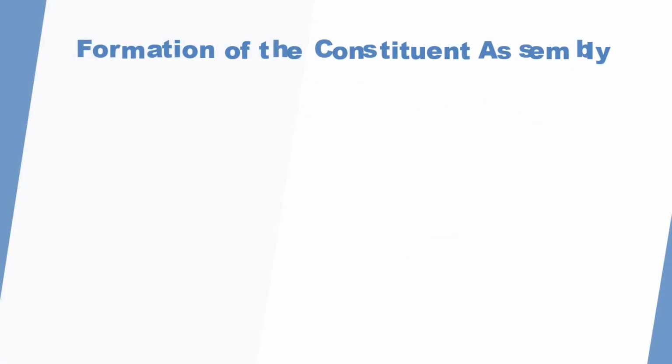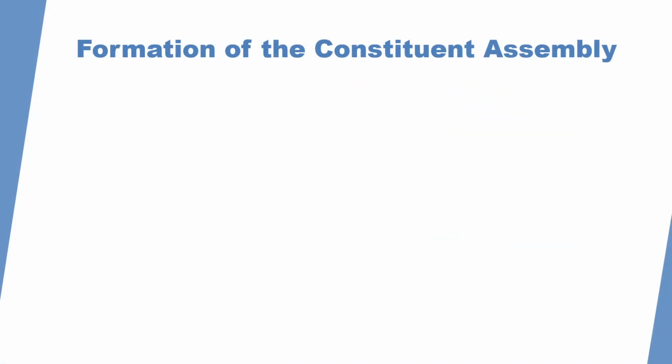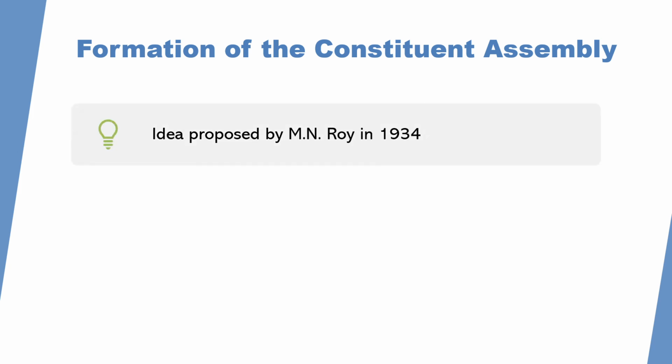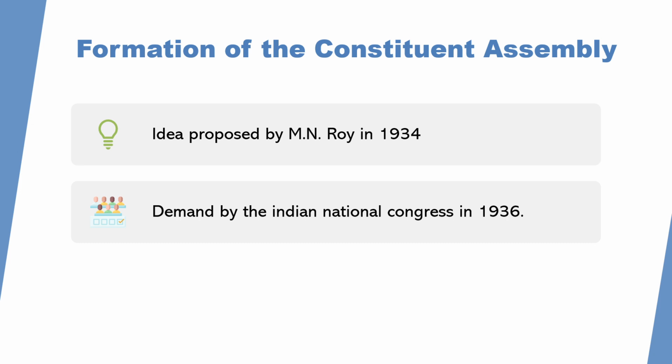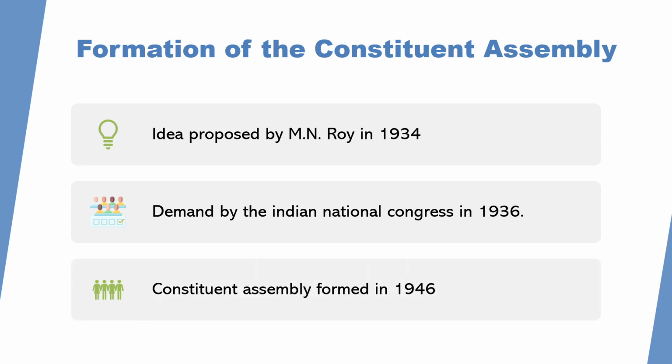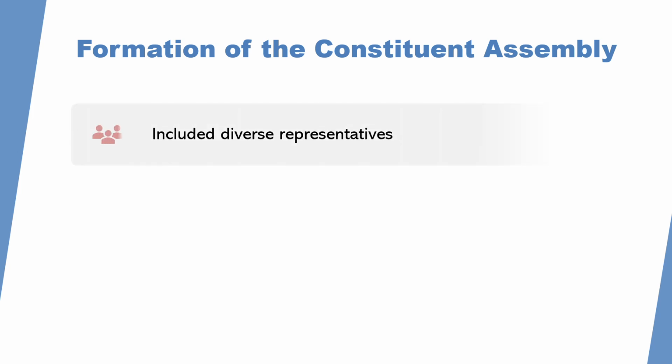Now let's see the formation of the Constituent Assembly. The idea of a Constituent Assembly to draft a constitution for India was first proposed by M.N. Roy in 1934. This gained traction over the years, leading to the historic demand by the Indian National Congress in 1936. The British government eventually agreed and the Constituent Assembly of India was formed in 1946 following the Cabinet Mission Plan. The Constituent Assembly, consisting of 389 members, included representatives from various political, social and religious backgrounds.